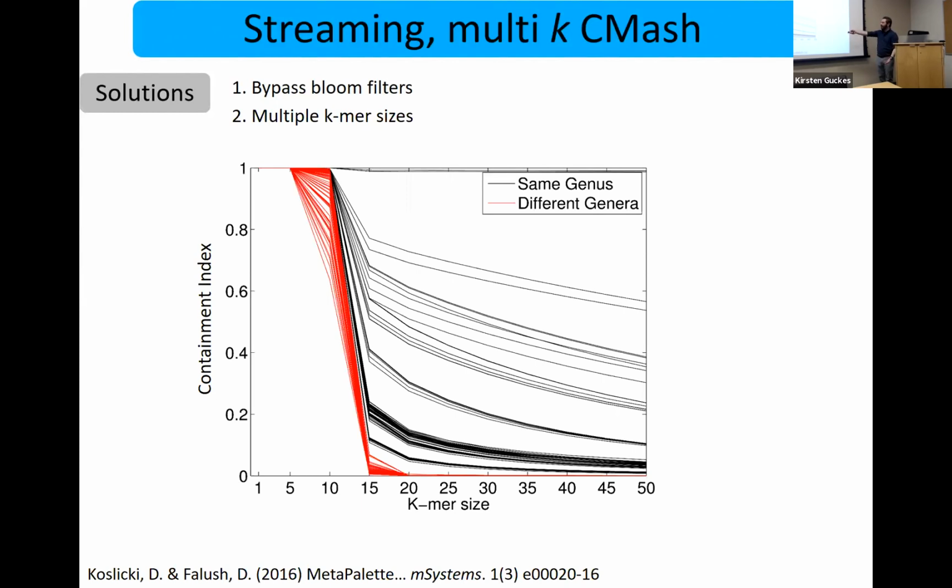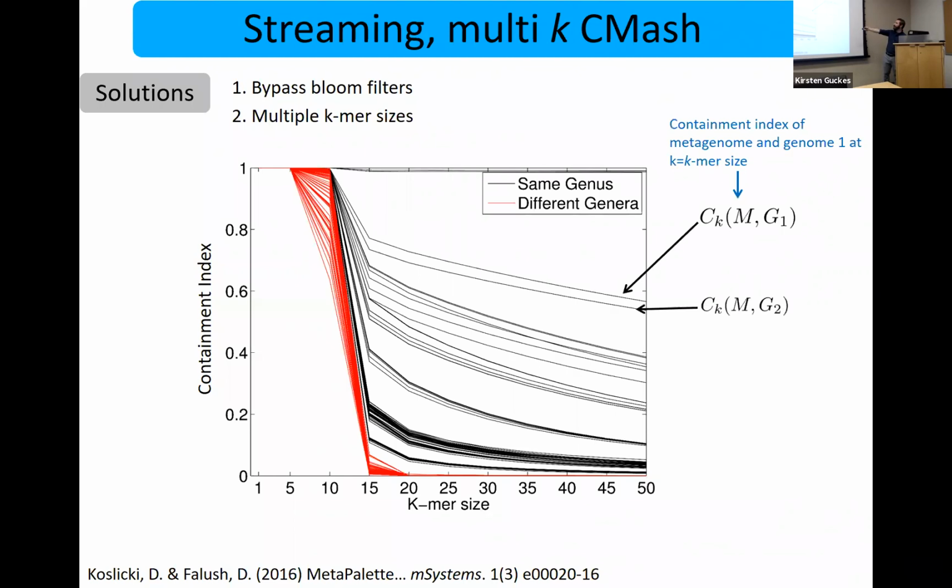So here we have a plot of the containment index versus k-mer size. Each one of these lines right here represents the containment index at a specific k-mer size between my metagenome and one of my reference genomes. And then I do this for a different one of the reference genomes for another one of these lines. The overall shape of this plot makes sense because your sample has A, C, T, and G. Your reference genome has A, C, T, and G. They share exactly in common, so the containment index is 1.